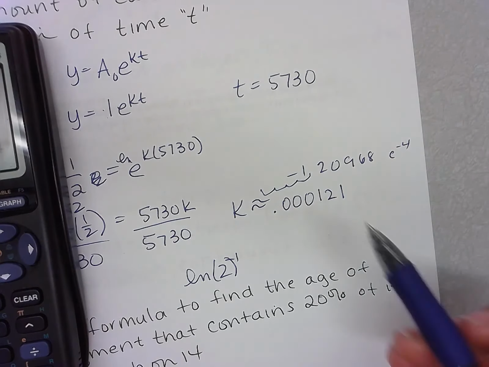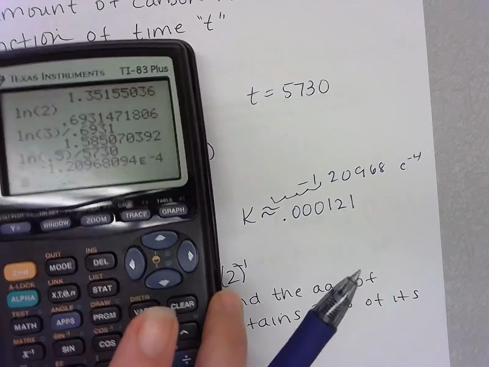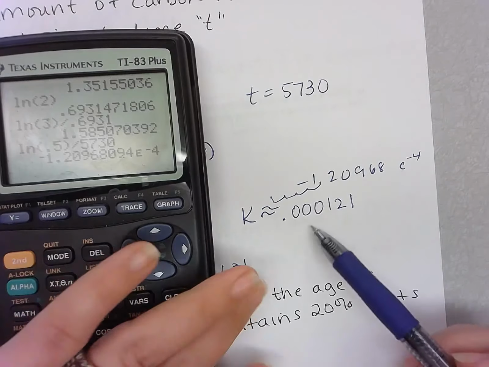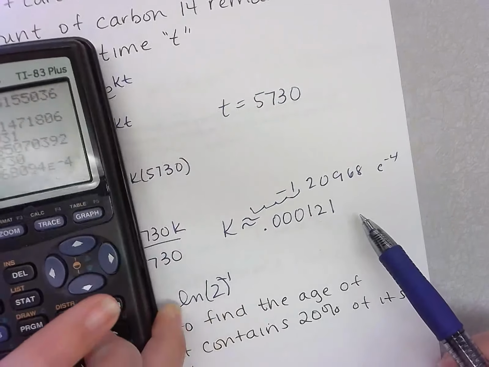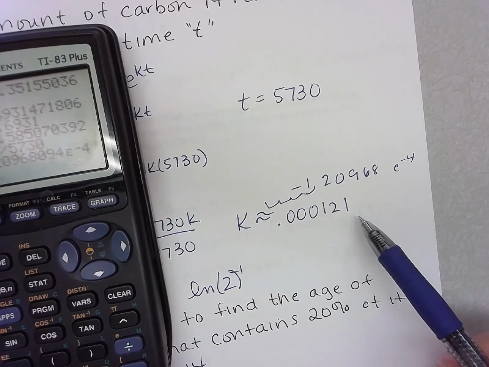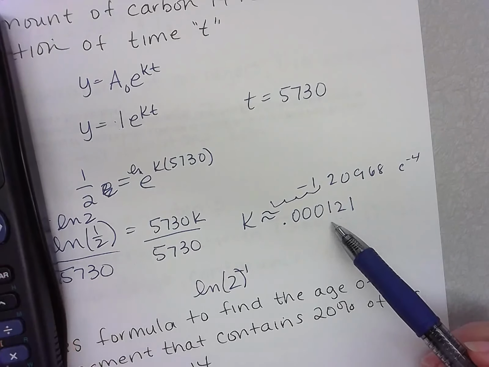Because that's a lot of decimals. Okay, so my e to the minus 4 here, because my number was very small, means my decimal place basically is moved out. And I want to at least have 3 significant figures here, otherwise I'm rounding too carefully. And it was negative.